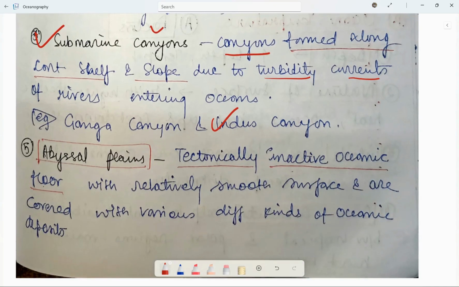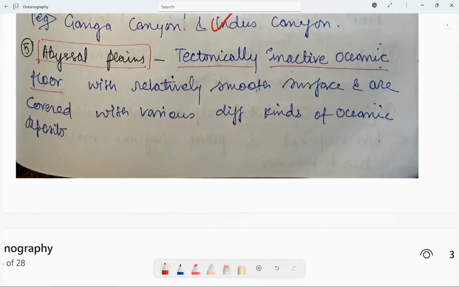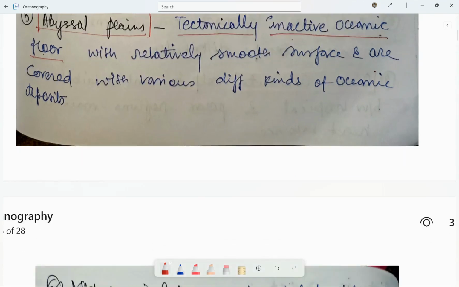Next comes submarine canyons. These are canyons formed along the continental shelf and slope because of turbidity currents, like the Ganga Canyon and the Indus Canyon. Next comes abyssal plains. These are tectonically inactive plains of the oceanic floor with a very smooth surface, and they are covered with different kinds of oceanic deposits.